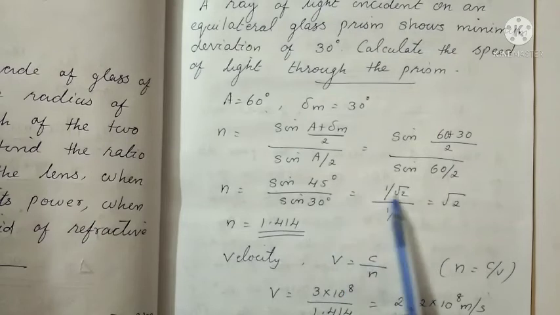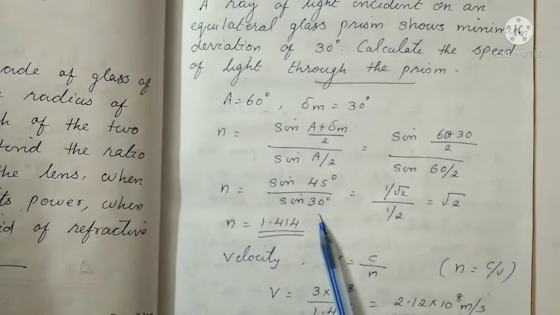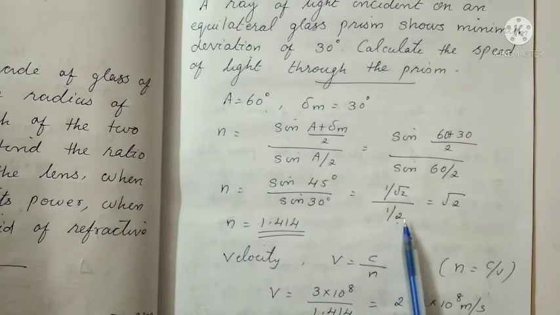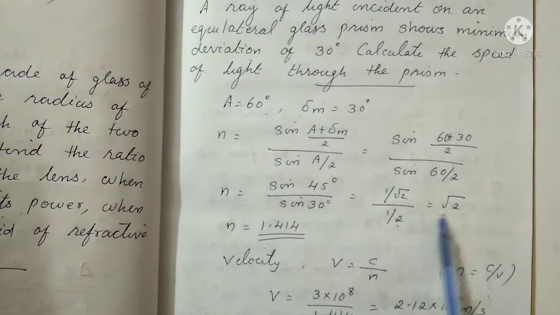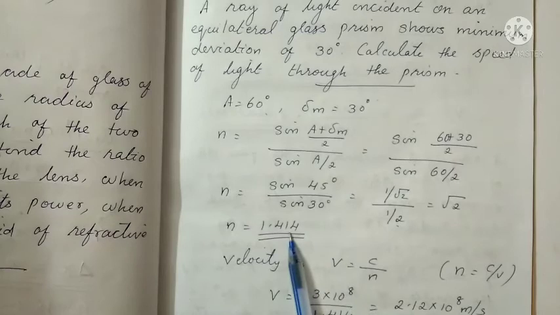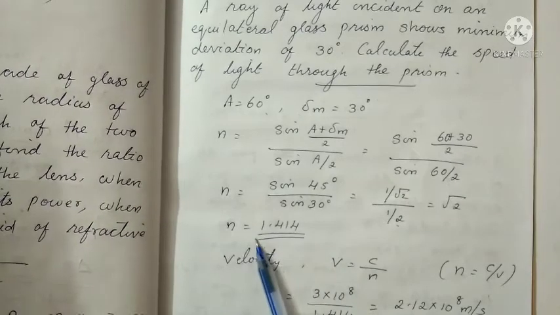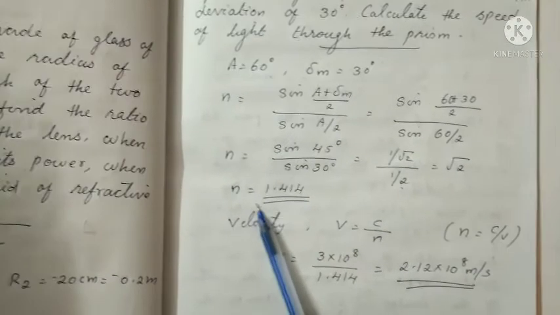So what is sin 45? 1 by root 2. Sin 30 is 1 by 2. So we get root 2. So what is the value of root 2? That is 1.414. So that is the refractive index of the glass prism.